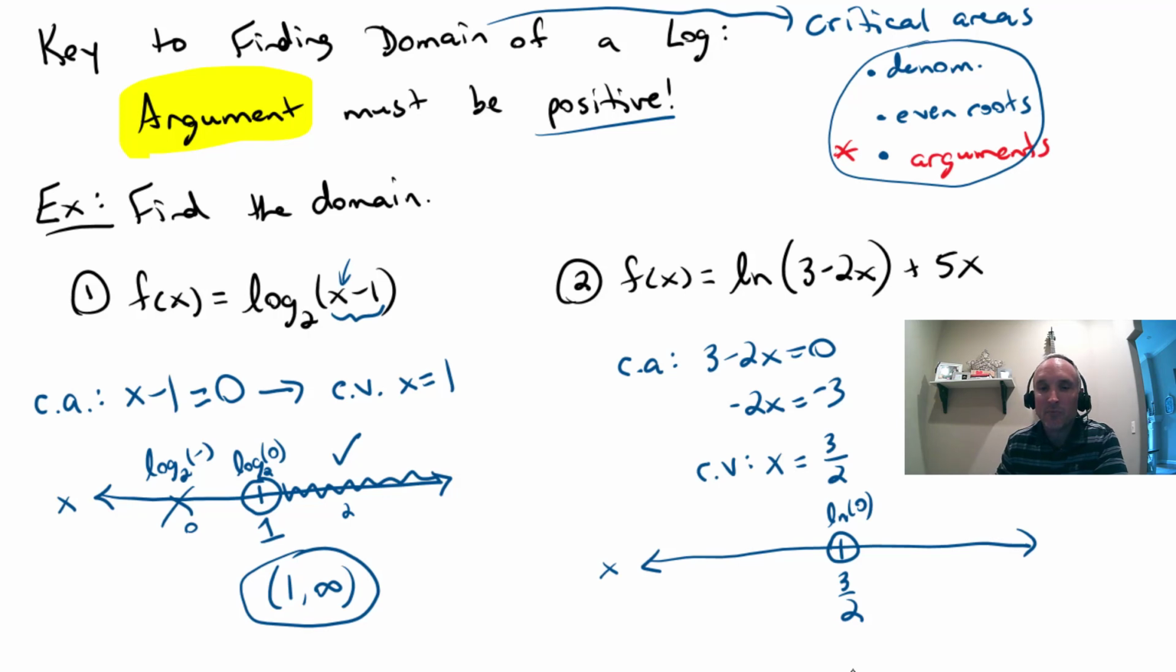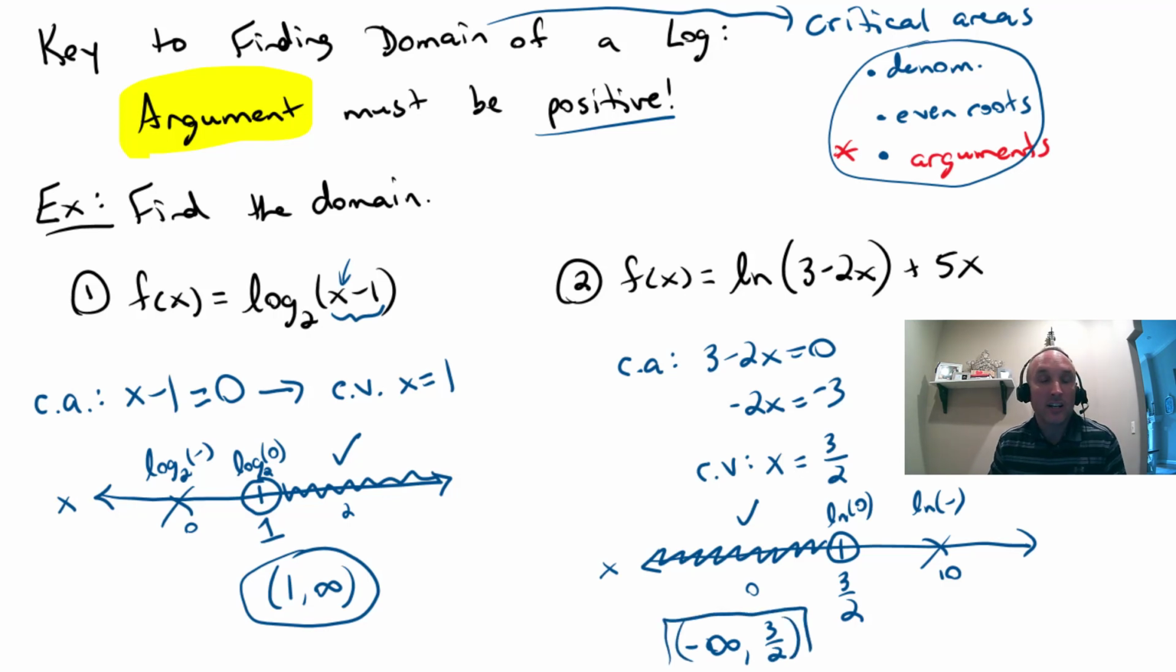If you plug in a number smaller than 3 halves, such as 0, you get the natural log of 3 minus 0, which is positive. That's good. You get a natural log of a positive. So all these numbers are going to work. But if you plug in a number bigger than 3 halves, like 10, 3 minus 20 is a negative number. So over here you get a natural log of a negative, which is bad, so we don't include these numbers. So our domain is negative infinity to 3 halves, not including 3 halves.